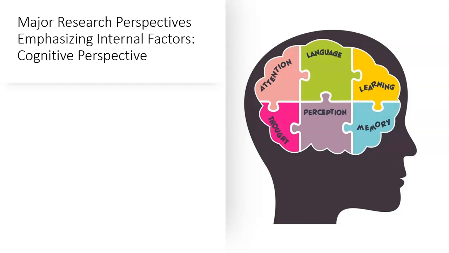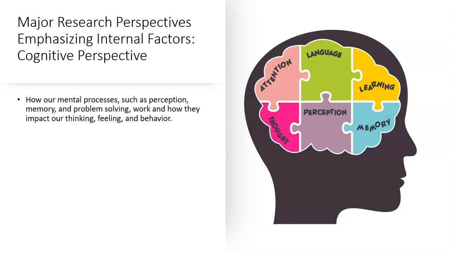In terms of the cognitive perspective, and cognition includes all kinds of things like what you see on this graphic, attention, language, learning, thought, perception, memory, all of those things that we use as human beings to make sense of the world around us, to plan, to problem solve, to communicate, and so on.